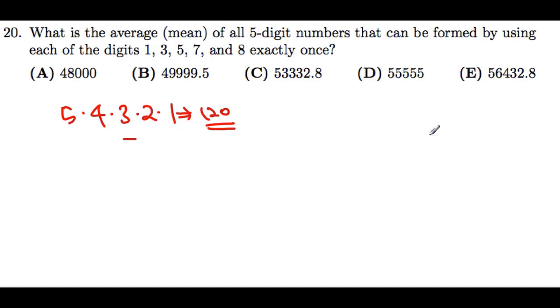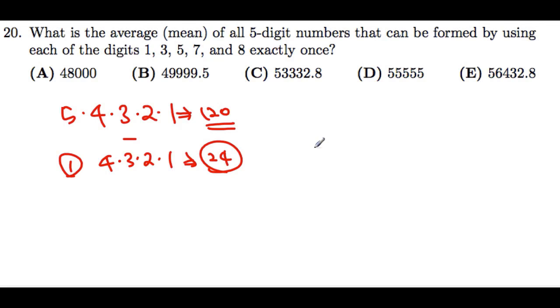Now, the thing is this. What if my first number were to be 1? How many choices do I have on the second? If I have freedom to pick second, third, fourth, and fifth, that means I'll have 4 times 3 times 2 times 1. In other words, 24. What this tells us is that 1 will come out 24 times, 3 will come out 24 times, 5 will come out 24 times in the very first digit, and then 7 and 8. In fact, this pattern will repeat itself in every single place. You will realize that each particular number will come out 24 times.